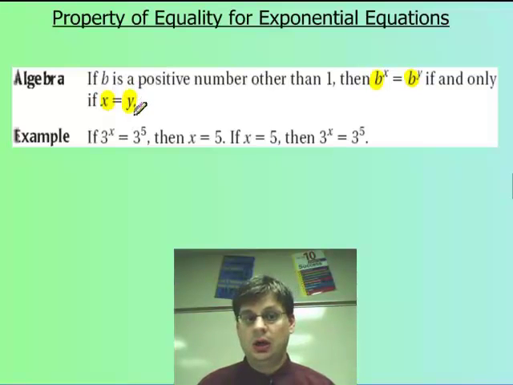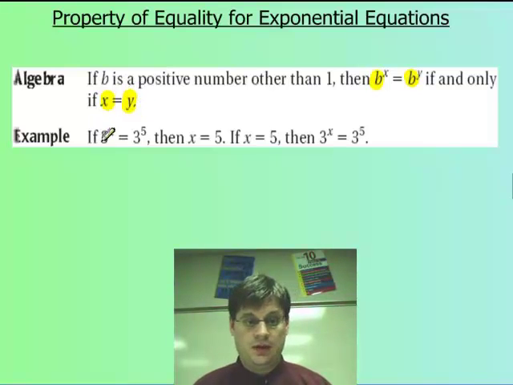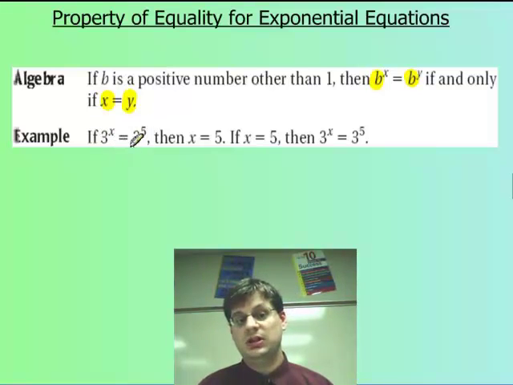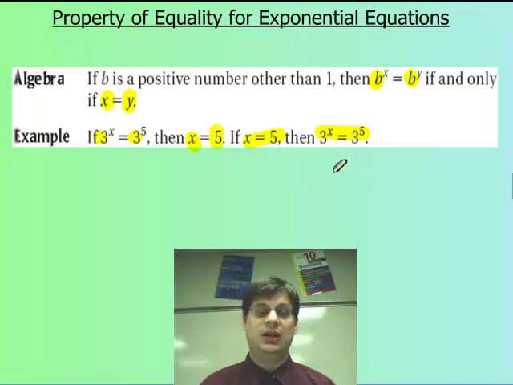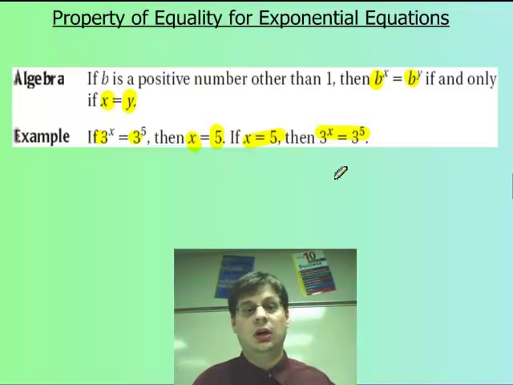to each other. A very simple example would be if I had 3 to the x equals 3 to the fifth. Well, in order for these to be equal, given that the bases are the same, the exponents would have to be equal. So we could just drop the bases and say, well, x equals 5. And vice versa. If x equals 5, then we can give them the same base, or exponentiate them, and we can get 3 to the x equals 3 to the fifth. So it could go either way.